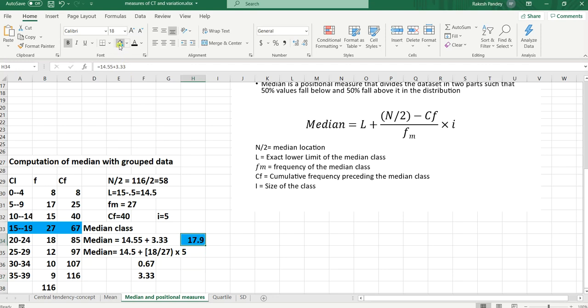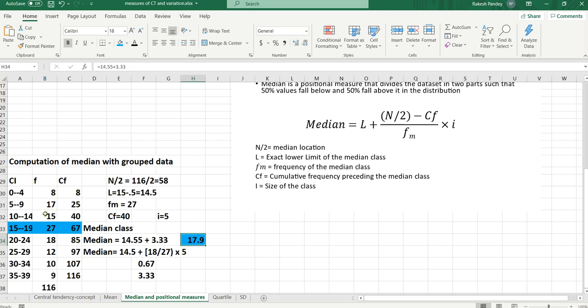I am just repeating the whole process. If we have to compute the median, the first thing we need to do is to calculate the cumulative frequency. The first cumulative frequency will be the frequency itself because there is no previous frequency to cumulate. So we will write the first frequency as it is, 8. Now we have to cumulate 17, that is, add 17 to it.